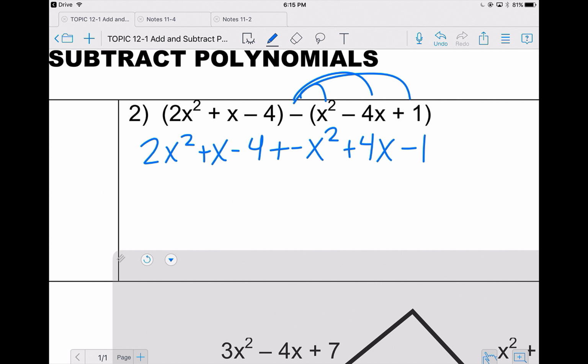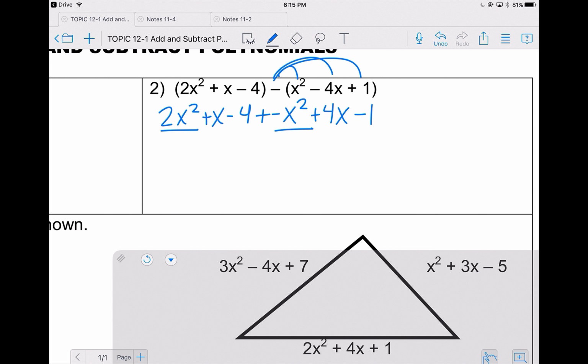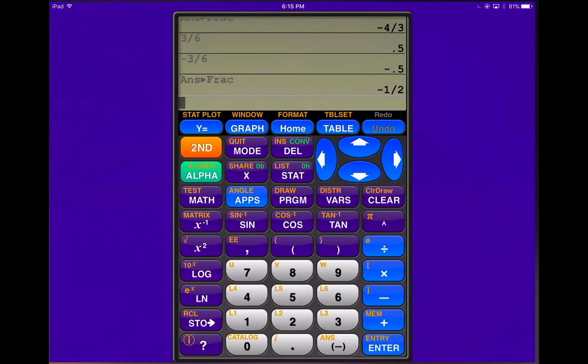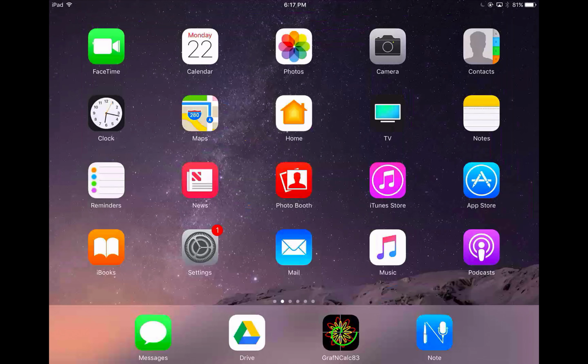Now, I'm going to do like I did on problem 1. I have 2x squareds, and I'm adding a negative 1x, so 2 plus negative 1, or 2 minus 1 is just 1x squared. You do not have to put the 1. X plus 4x is a total of 5x's, and then negative 4 minus 1 is a total of negative 5. If you're not sure on those negatives, don't be afraid to use your calculator. Negative 4 minus 1, and I'm plugging in exactly what I see. I see a negative 4 and a minus 1 for a total of negative 5.